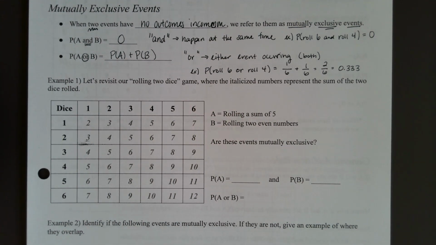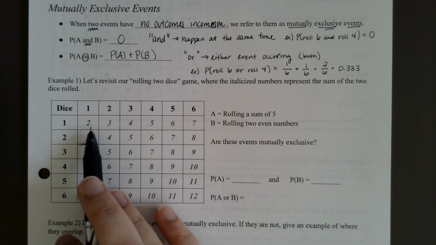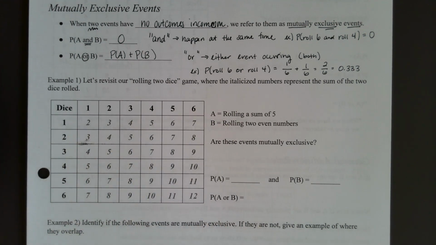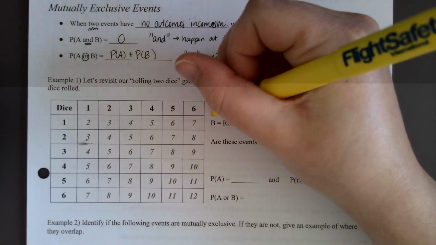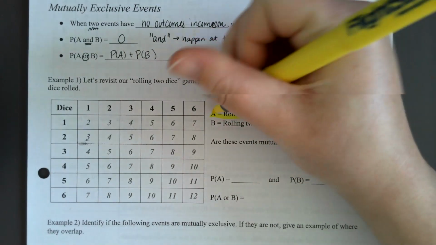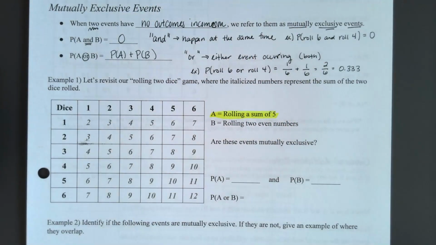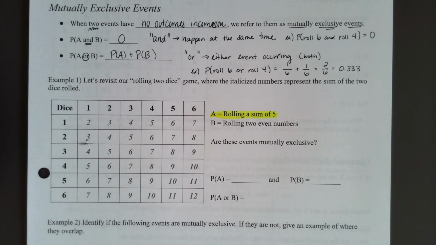So no outcomes in common, so we want to make sure that the italicized numbers in here are just the sums. I'm looking at my 2 different events. Let's say we're looking at rolling the sum of 5, and I want to look at all my possibilities of rolling a sum of 5. Once again, we're trying to see if these 2 events are mutually exclusive, meaning can they happen, or do they ever happen, at the same time?